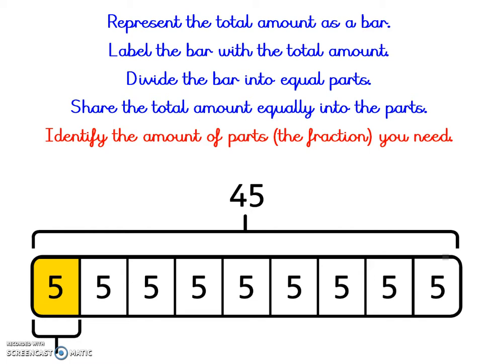Now our next stage is identifying the amount of parts of a fraction that I need. So if I only need 1/9, perfect, I've got 5. But in this case, I'm going to be looking at a non-unit fraction. And here my non-unit fraction is 3/9. So you can see 3 of those 9 parts I've highlighted, and you can see that each part has 5 in. So 1/9, 2/9, 3/9, 5, 10, 15. So in this case, 3/9 of 45 equals 15.